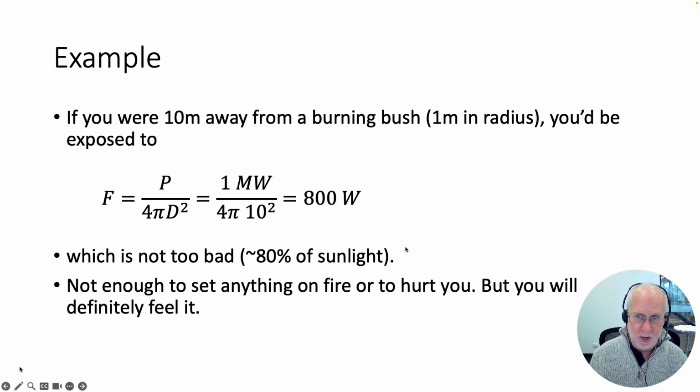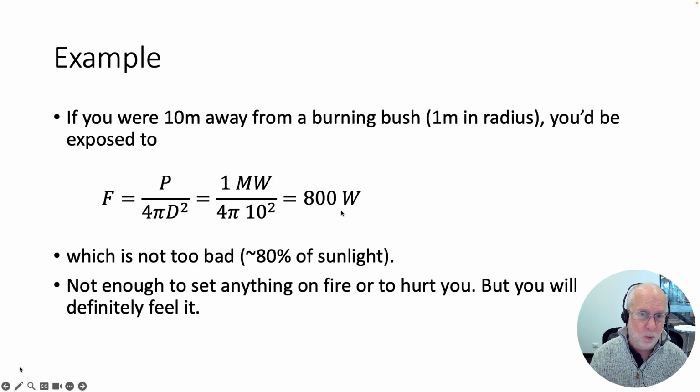So, for example, let's say we had our burning bush, we calculated earlier, and you were 10 metres away. Your power is going to be the total power put out, a megawatt, divided by 4 pi d squared, the surface area of a sphere of radius 10 metres, which comes out as about 800 watts.